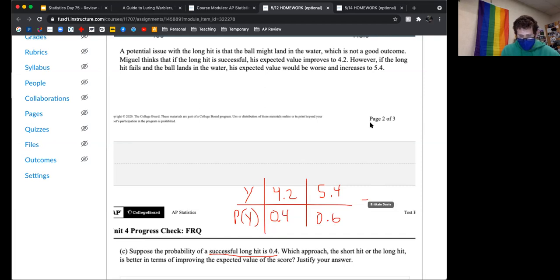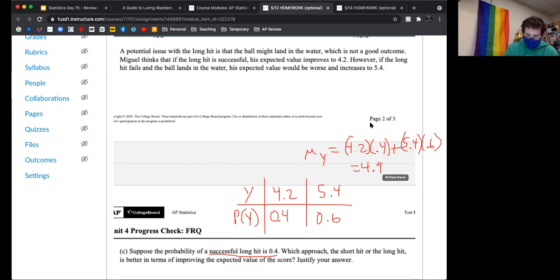So now we can come up with our new expected value from this. That doesn't equal this, I should clarify. So we can come up with our expected value of Y, which is 4.2 times 0.4 plus 5.4 times 0.6. All right, so I got an expected value from this of 4.92.